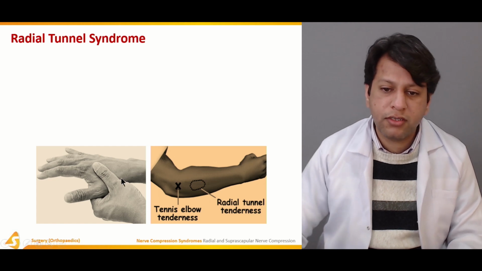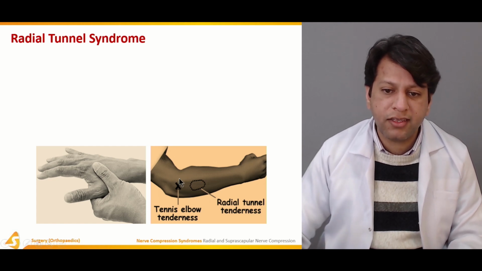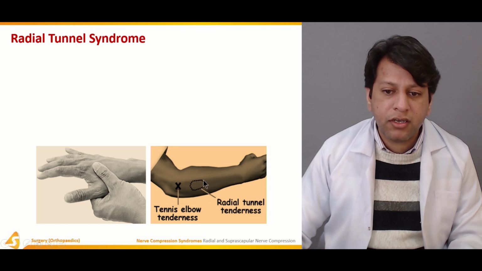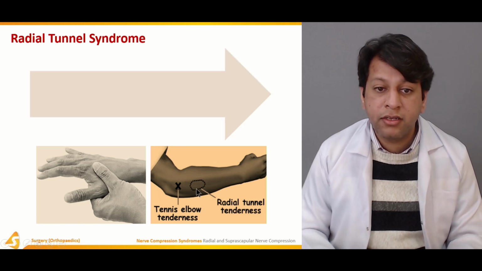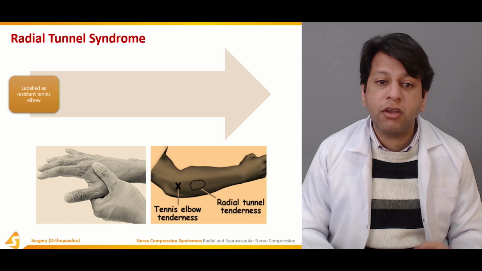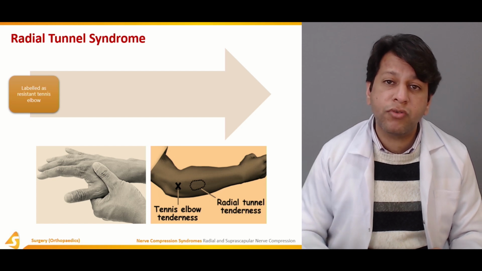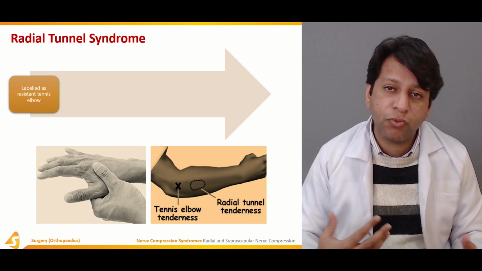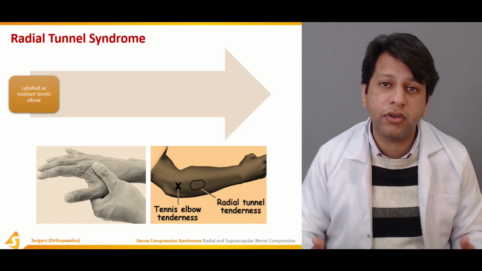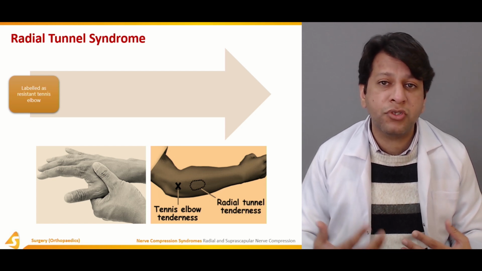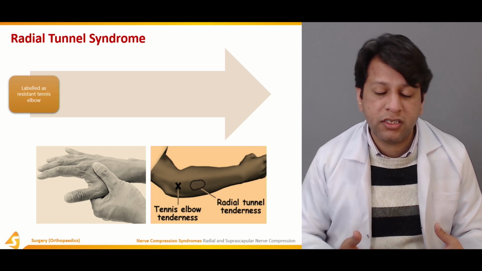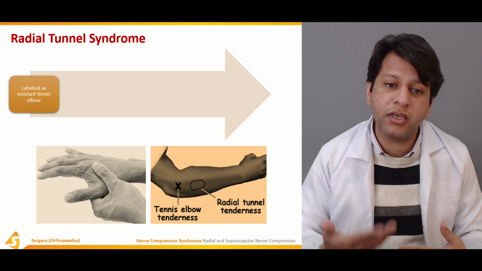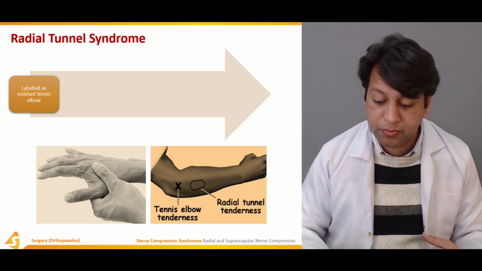You see in this diagram, tennis elbow is at the level of the lateral condyle, while the radial nerve getting compressed in the radial tunnel is at 3 to 4 centimeters below the level of the lateral condyle. It is also labeled as a resistant tennis elbow, because the patient gets treated off and on with physiotherapy and steroid injections for tennis elbow, but actually the pain is of the radial tunnel, not of the tennis elbow. Therefore some books mention it as a resistant tennis elbow.